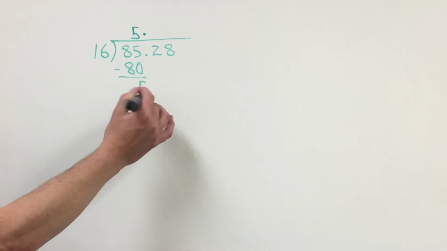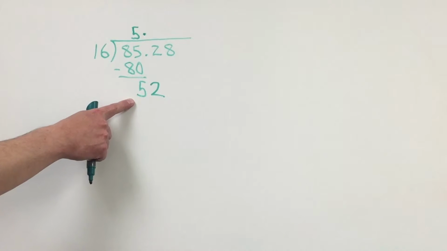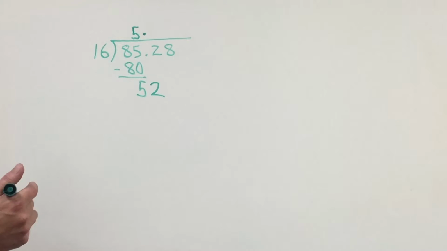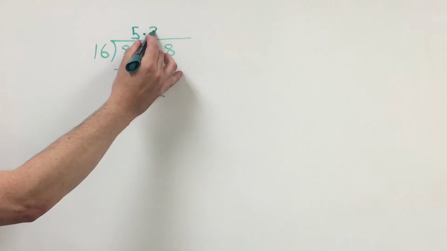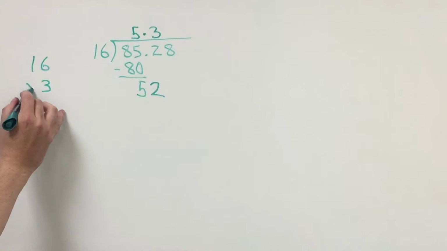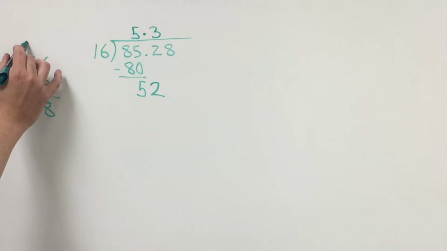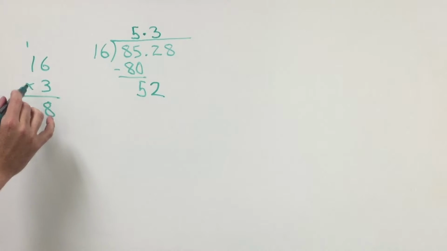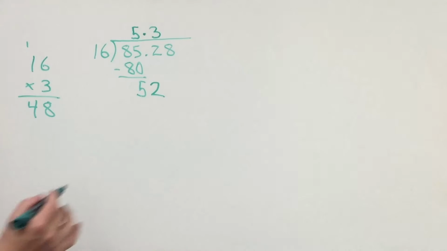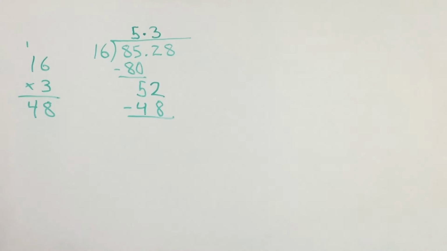Now we bring down the 2. So how many times does 16 go into 52? Well, 15 times 3 is 45, so let's try 3. Three times 6 is 18. Carry the 1. 3 times 1 is 3, plus 1 is 4. So 16 times 3 is 48. So let's subtract that from 52.